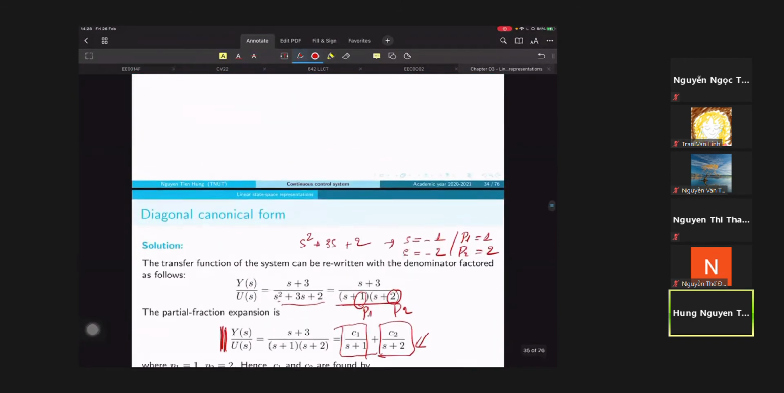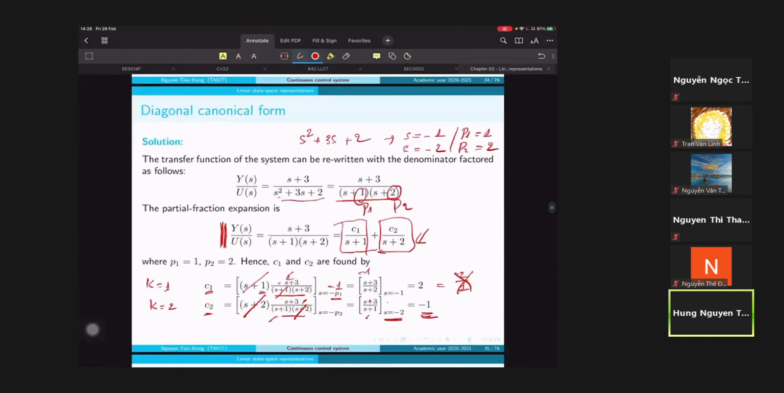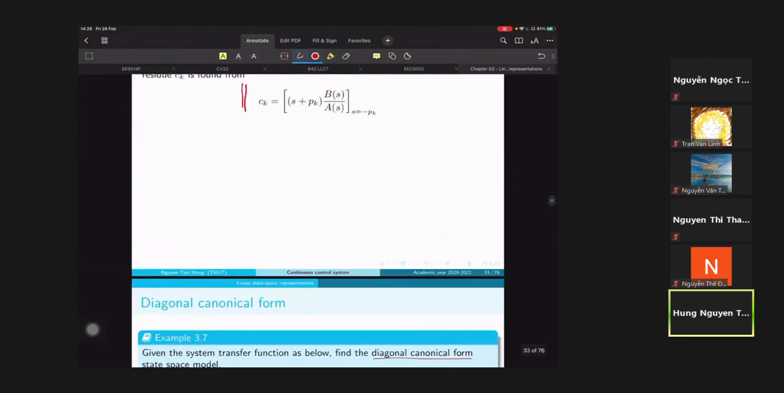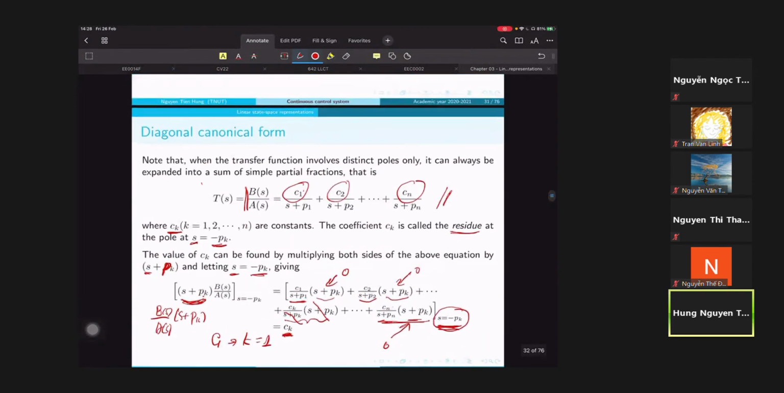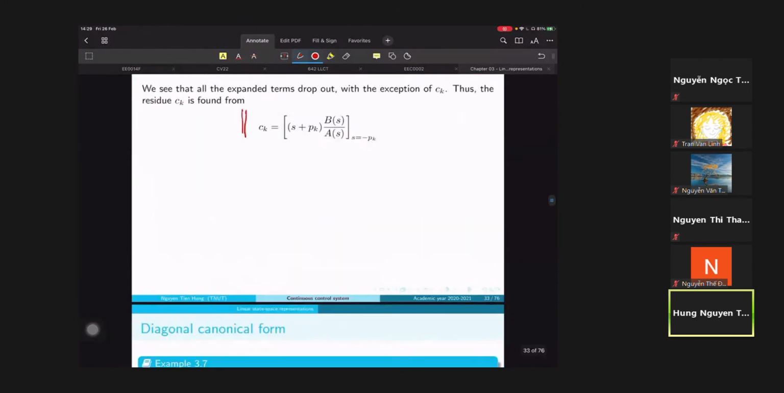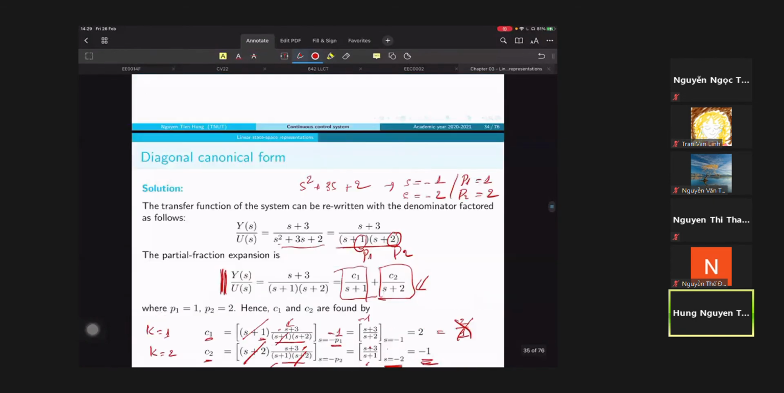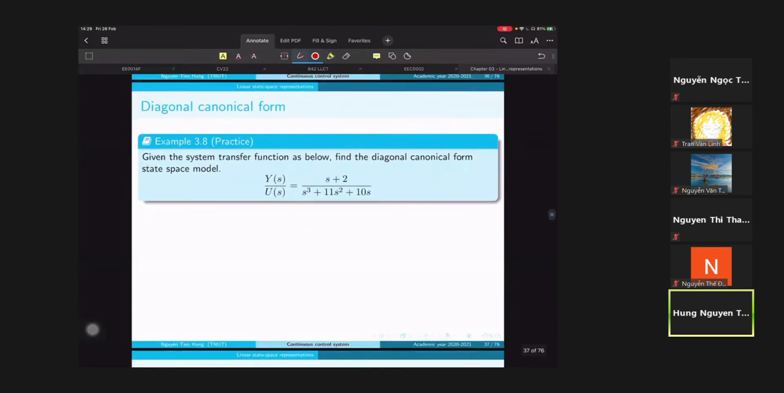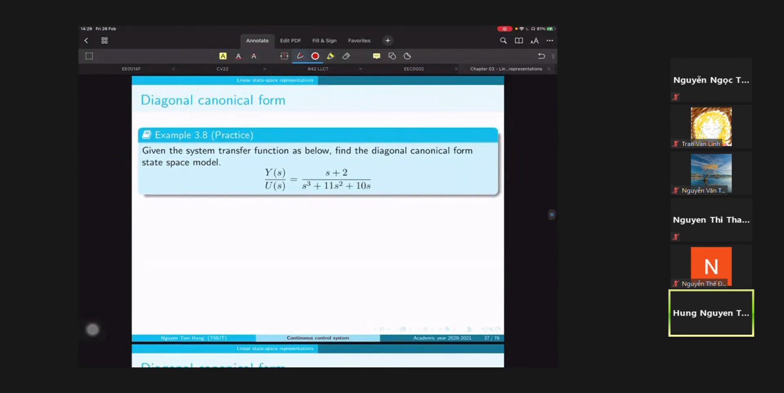The key problem is that we have to represent the system by this form. And if you can find C1 up to Cn, then we can easily find the diagonal canonical form. Now, I think that we will have some practical exercise or practical example.